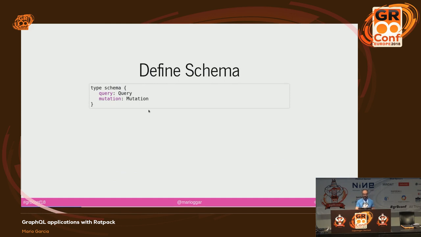Okay, so we have defined the data types, we have defined the queries, then we have to define the schema. The schema is basically another special type, where you define which is the type for the queries and which is the type for the mutations. Mutations are all those queries, quote, that modify data. There are some rules when executing mutations that you have to be aware of. One important one is that mutations are executed one after another, whereas when you are executing queries, you can execute all of them in parallel.